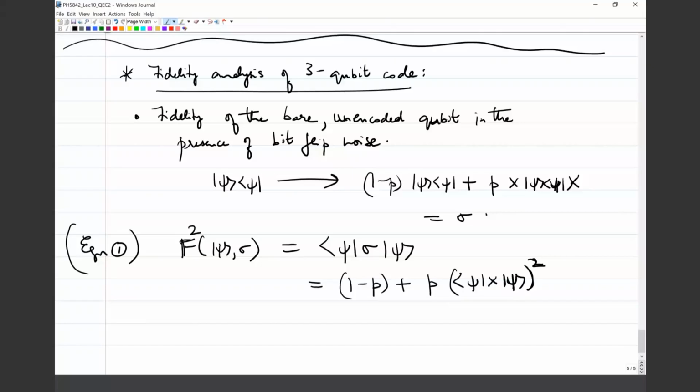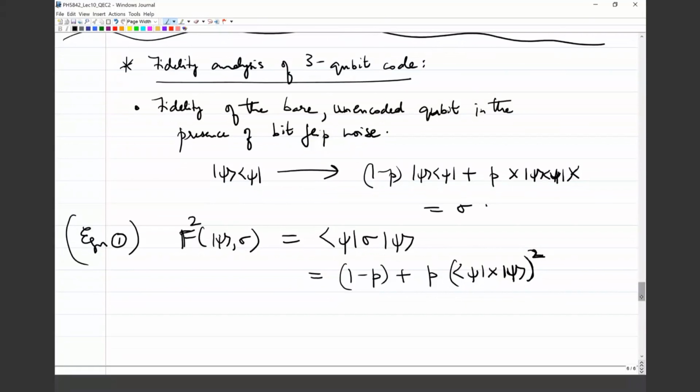Now you see, this is a state dependent quantity, right? So this is state dependent. And of course, we know this already because we looked at the fact that this noise channel, the single bit flip noise channel, actually has fixed points and all that. So if psi were an eigenstate of x, then it remains unaffected. We already saw that it's an invariant state. It's a fixed state, right?